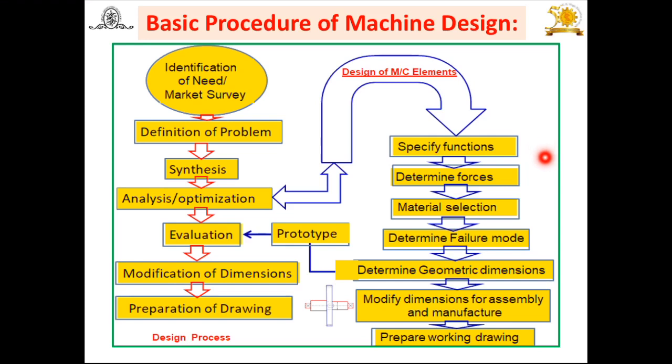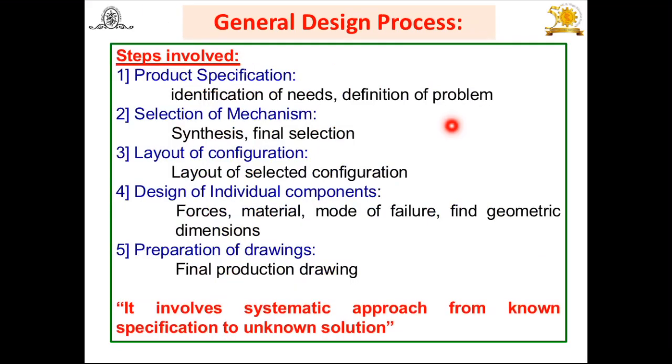This is about the different steps involved in design of machine element. Try to understand there are two processes. One is design process and second one is the design of individual component. Individual: specify function, determine process, material selection. This is about that. And in our design, while designing the different components, we are going to use this method, and for mechanical system, so we have to follow this method. Try to understand. Now let us see another, the general design process.